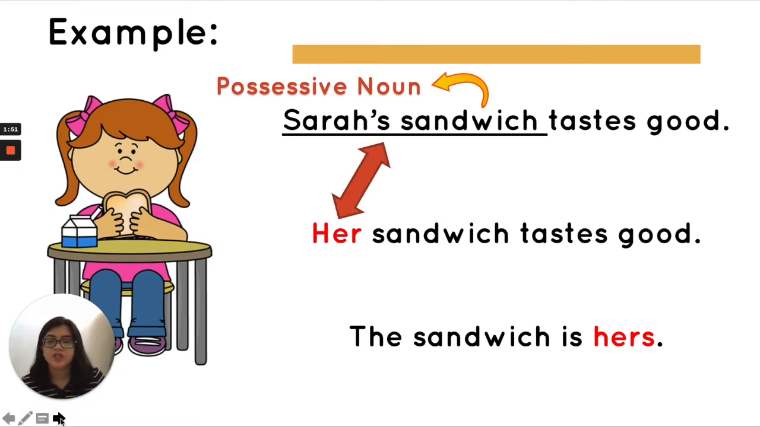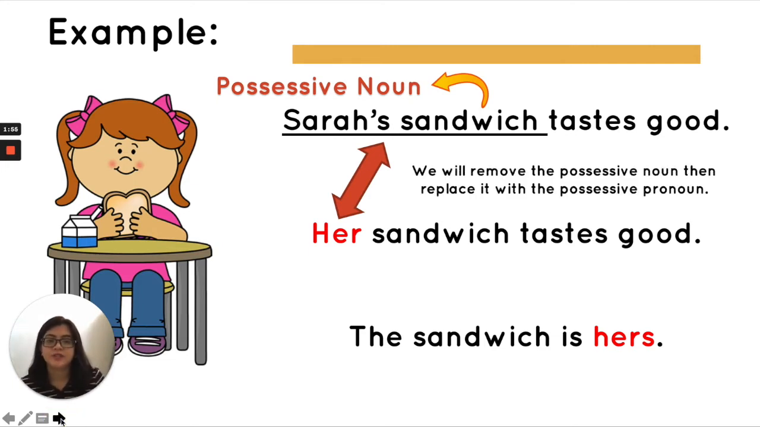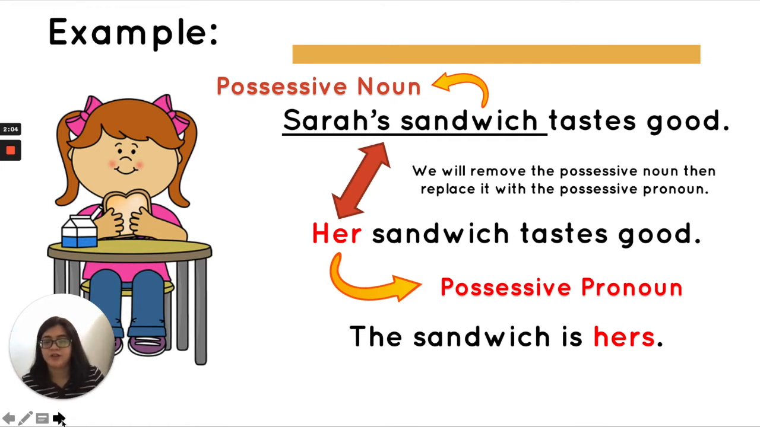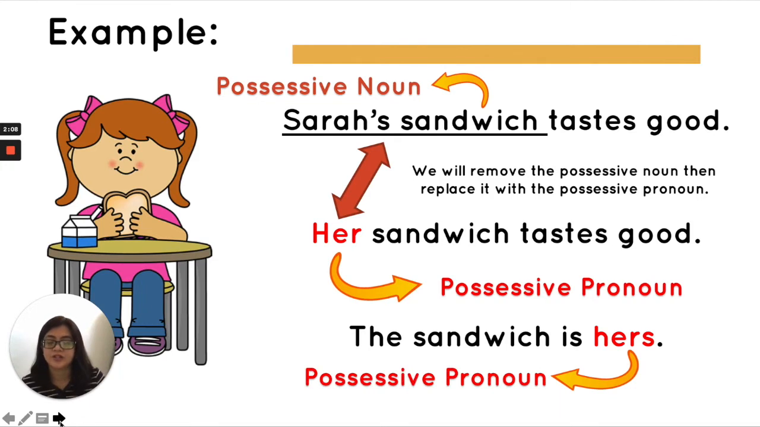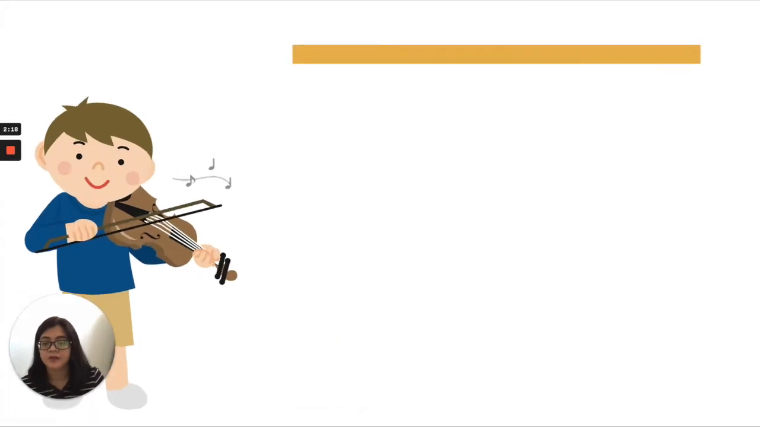And then we change Sarah's to her. We will remove the possessive noun, then replace it with the possessive pronoun. Her sandwich tastes good. Okay? So that's our possessive pronoun, the word her. And as well as the word hers, it's also a possessive pronoun. So they have a different position in the sentence, and as you can see, the word hers has s at the end. So we will talk about that in a while.